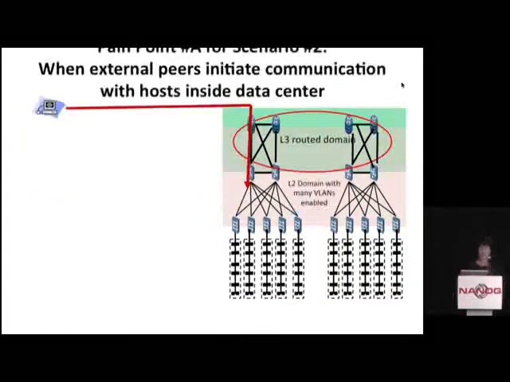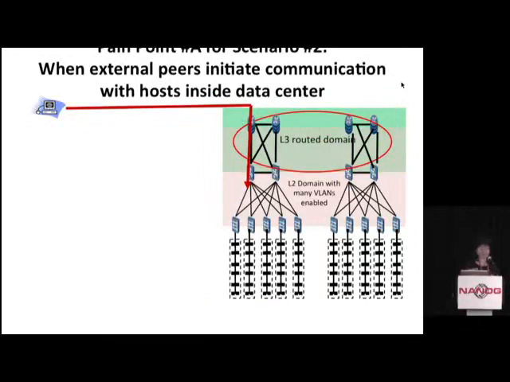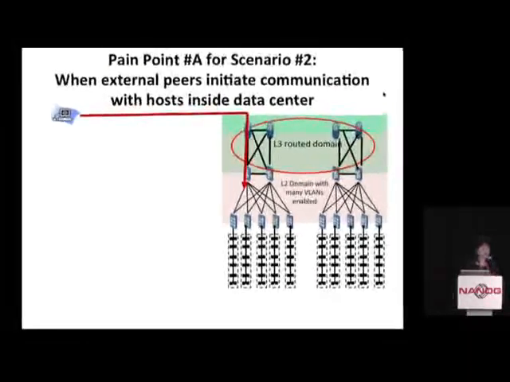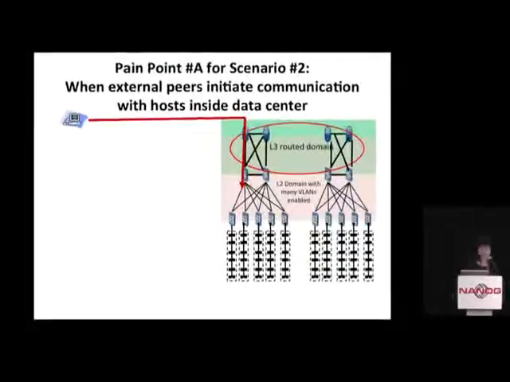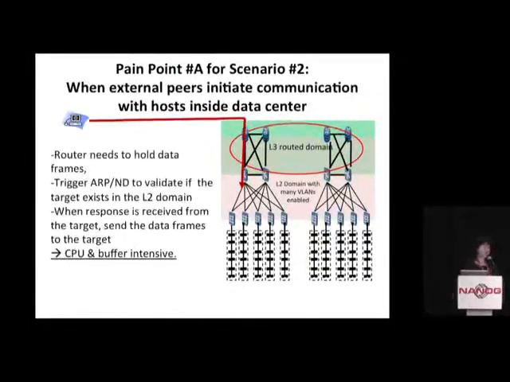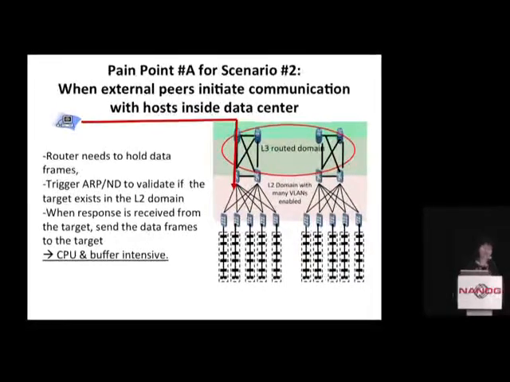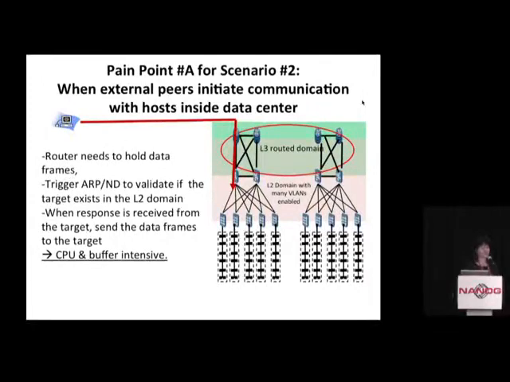So what are the pain points? I just described it in different traffic flow. When external peers need to talk to hosts inside the data center, what the routers normally need to do is to hold those data frames, trigger the ARP and ND module to look for the target. If they cannot find the target after a number of tries, they have to drop those data frames. So this process is not only CPU intensive, but it's also buffer intensive as well.